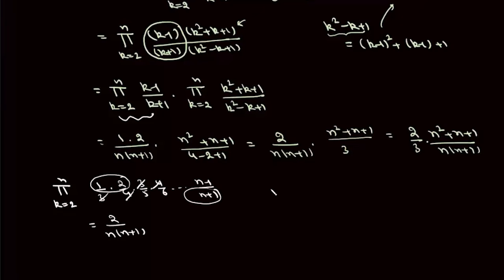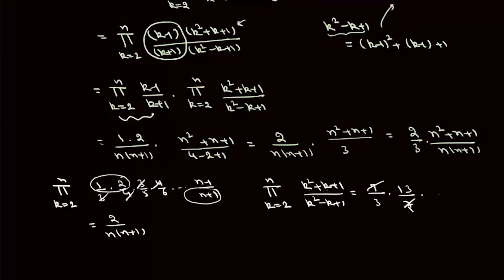And in the same way, this second product, k varies from 2 to n, k square plus k plus 1 upon k square minus k plus 1. So if we put k as 2, it'll be 4 plus 2, 6 plus 1, 7. And here it'll be 4 minus 2 plus 1, 3. Now if we put k as 3, it'll be 9 plus 3, 12 plus 1, 13. And here it'll be 9 minus 3, 6 plus 1, 7.